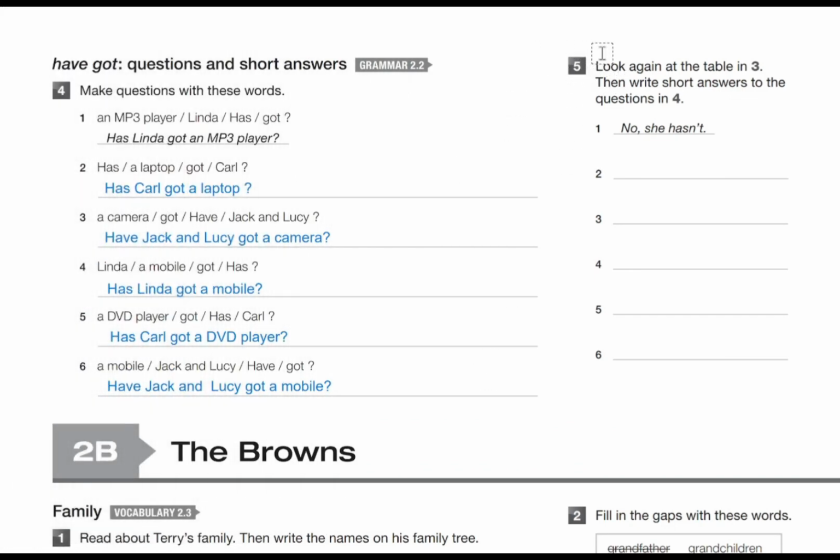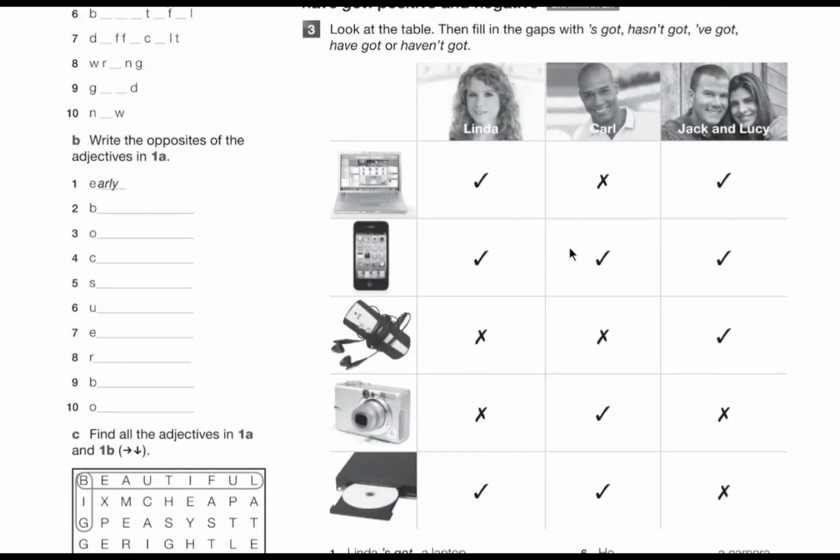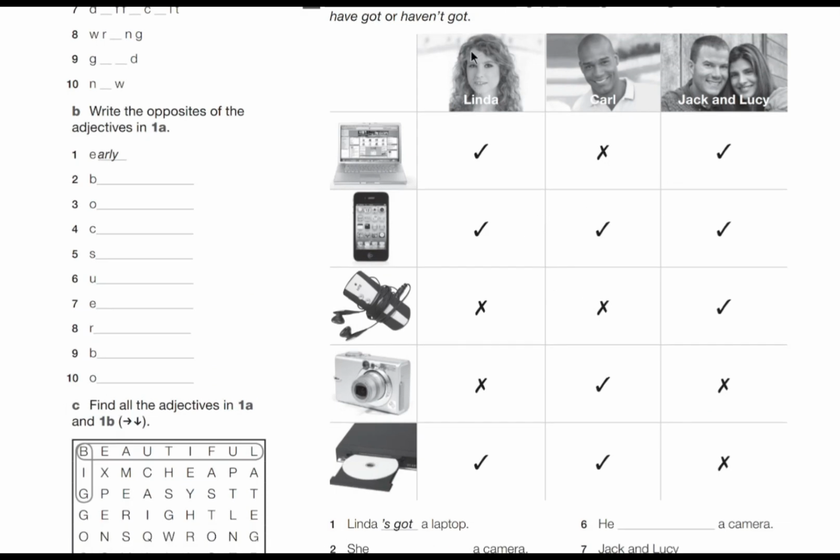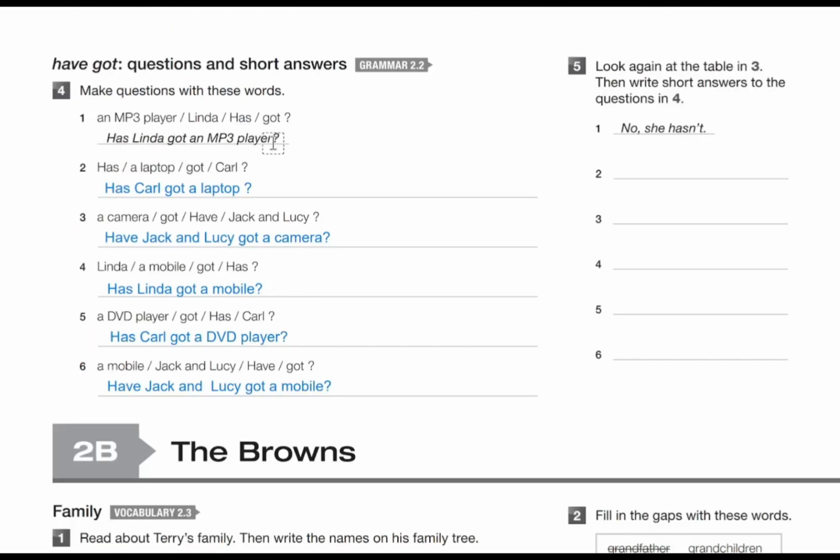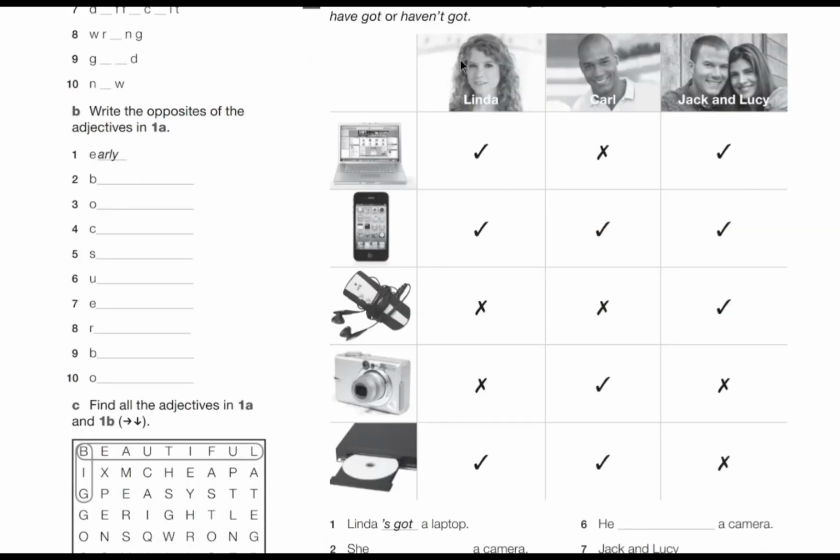Exercise five is asking us to look at the table in exercise three, then write short answers to the questions in exercise four. So we have the table, which is on page 10. As you can see, we've got information about Linda, Carl, and Jack and Lucy. The first question is, has Linda got an MP3 player? The answer is no, she hasn't. Because if you go to that table and look at Linda's MP3 player, it's a cross. That's why we say no, she hasn't.